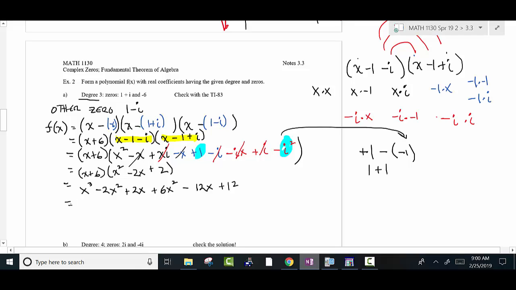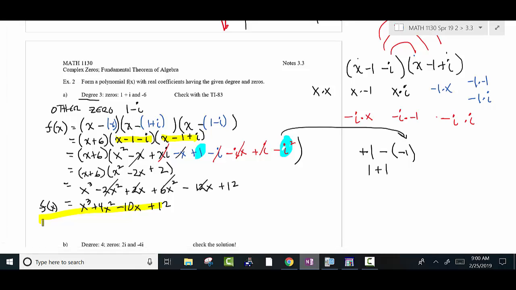So like terms, you have some of those. We'd have x cubed plus 4x squared. 2 minus 12 is minus 10x plus 12. So that would be the polynomial that has those 3 zeros. Okay, that's a mess. I only assigned a couple of these on the homework. It's good for you to do this. It's a good algebra exercise.